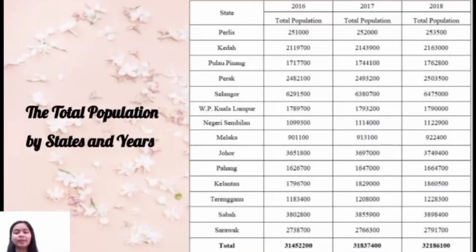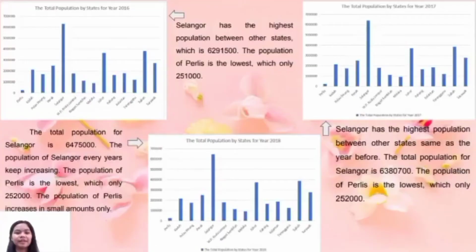We divided the total population into 3 years, which are 2016, 2017, and 2018, and we also categorized it into different states. Then from the table, we now proceed to the histogram graph. From the histogram graph of the total population by state for year 2016, we know that Selangor has the highest population among the other states, which is 6291500, and the population of Perlis is the lowest, which is only 251000.